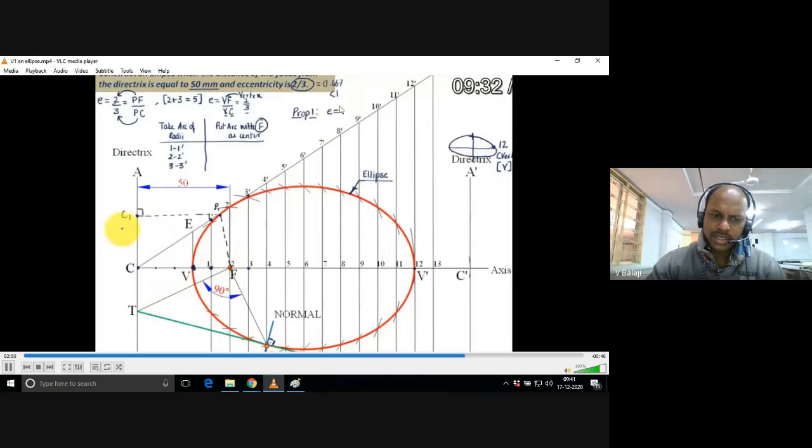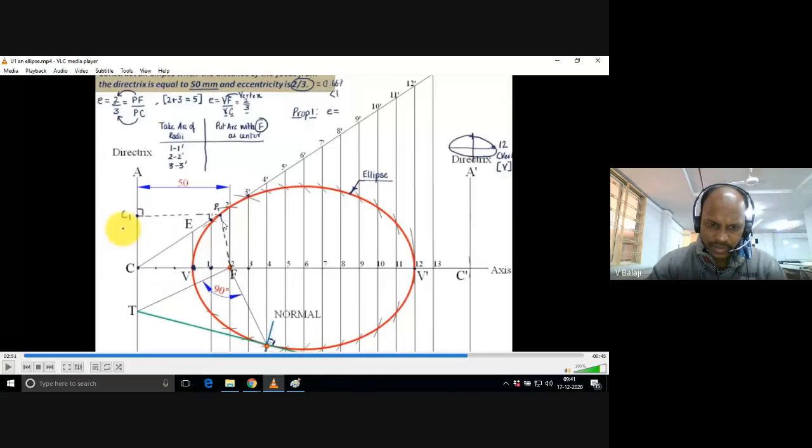Property 1. Here, the ratio 2 by 3 is constant at any point on the elliptical curve. If you choose any point on the ellipse, I will show you the ratio mathematically. Now you can understand what this 2 by 3 is. 2 indicates PF, right? Now I will tell you where PF and PC are.